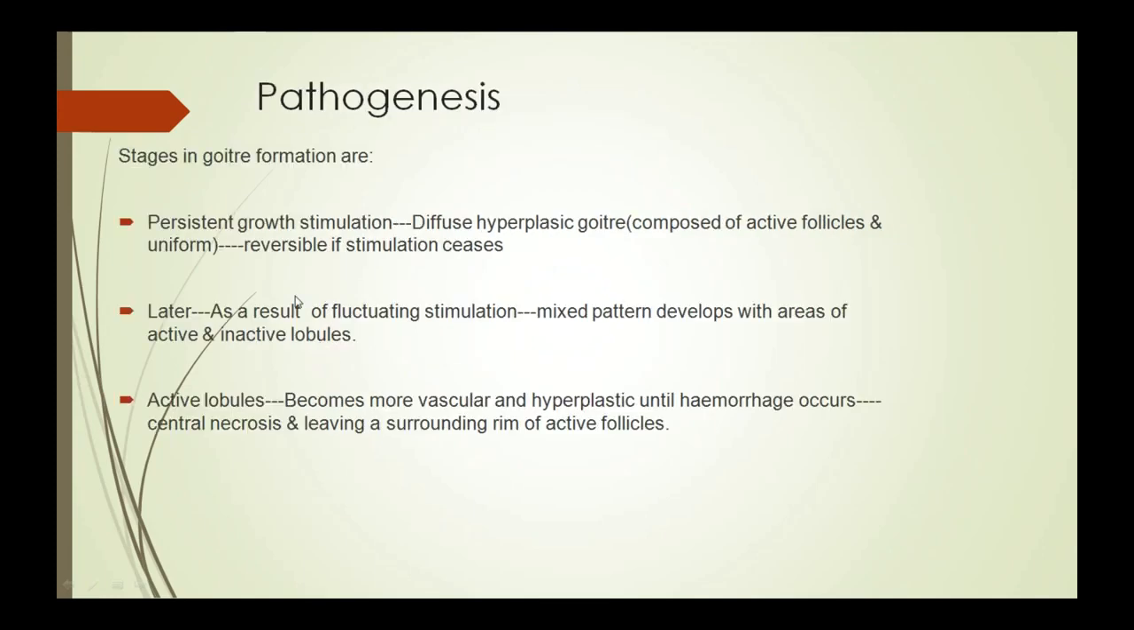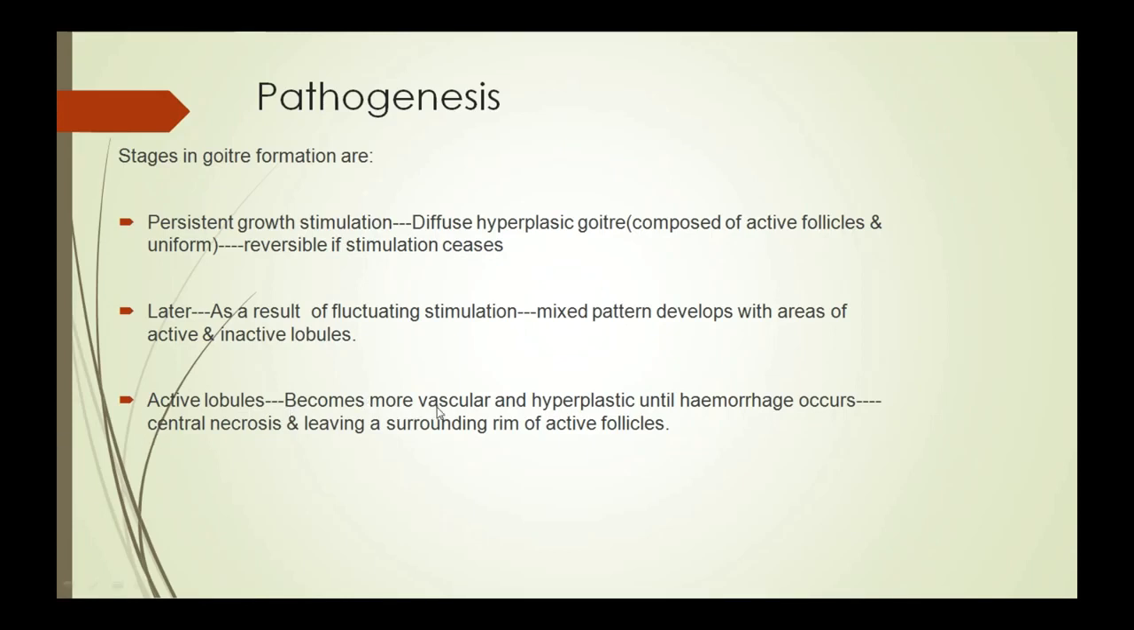Okay, now the pathogenesis of goiter. Initially, there is persistent growth stimulation which leads to diffuse hyperplastic goiter. At this stage, it is reversible if the stimulation ceases. That is, if it is hypothyroid, you can give thyroxine supplements, and that way the stimulation ceases and goes back to normal. This is reversible. Later, as it continues, there is a mixed pattern with areas of active and inactive lobules.